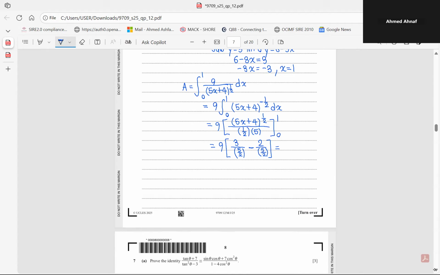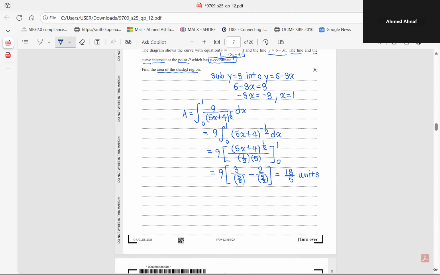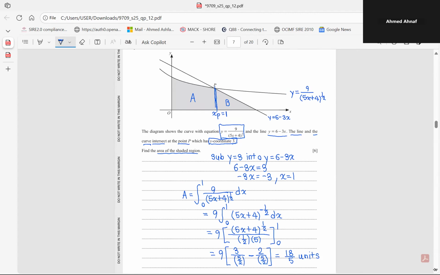So just type all this into your calculator. So this would give you 18 over 5 units squared. So this is our area for A. Now we have to find the area of B.